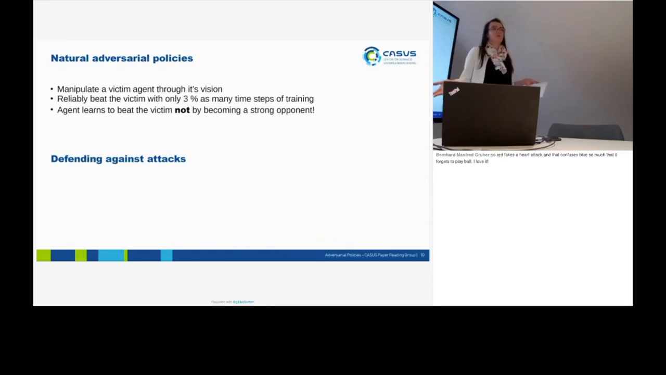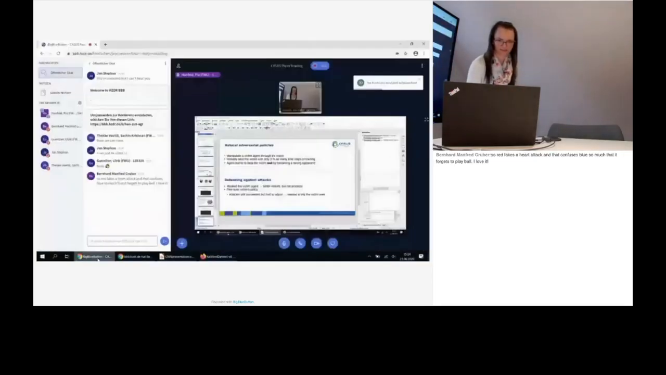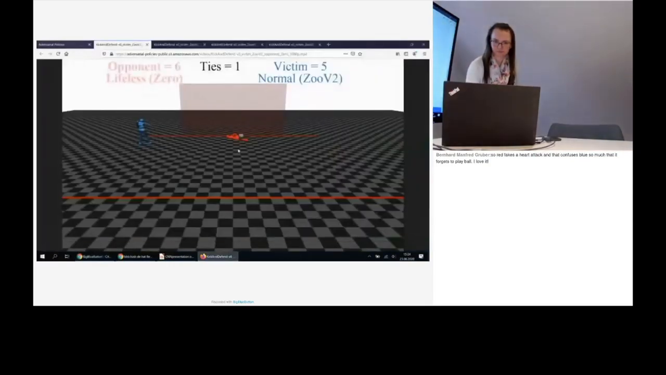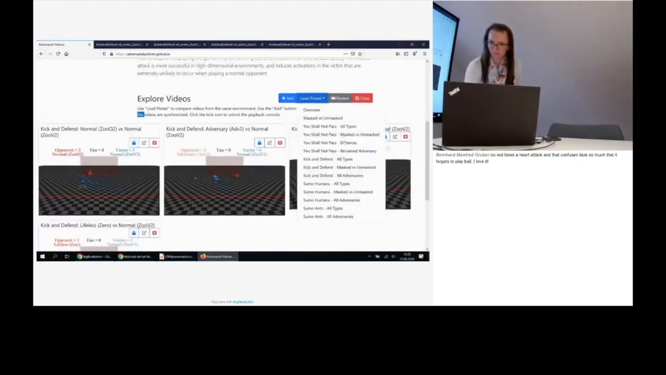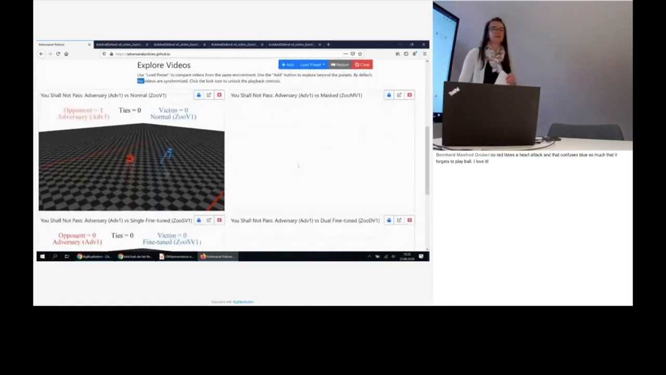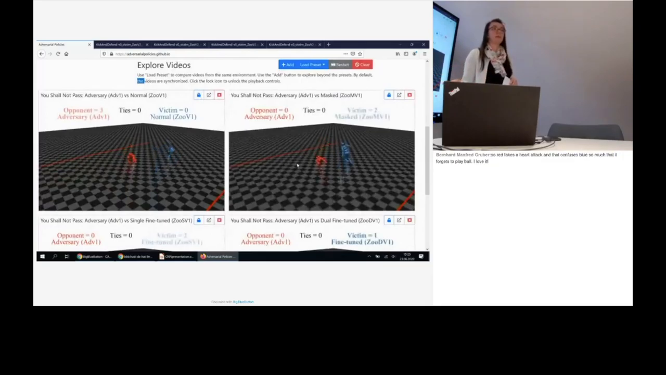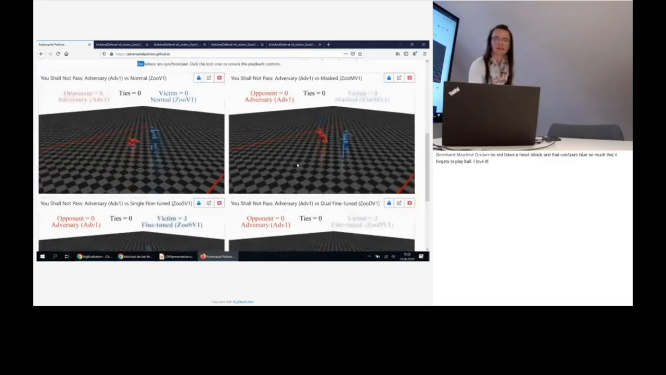So what should we do about it? The first thing that came to the minds of the paper writers was masking the victim agent. And this did in fact work. They masked the victims such that they weren't aware of their opponent anymore. And you can see that the victim, by being masked, so not influenced by its opponent, simply runs and finishes and scores, which is good.